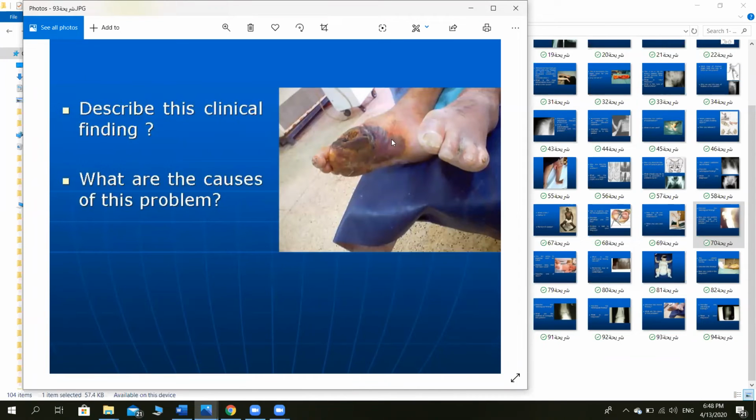This is gangrene of the foot. Gangrene of the foot most of the time results from ischemia. Common causes of ischemia are atherosclerosis, diabetes, and cold injury. There are other causes like iatrogenic drug causes and Buerger disease, all of which might lead to ischemia of the foot.